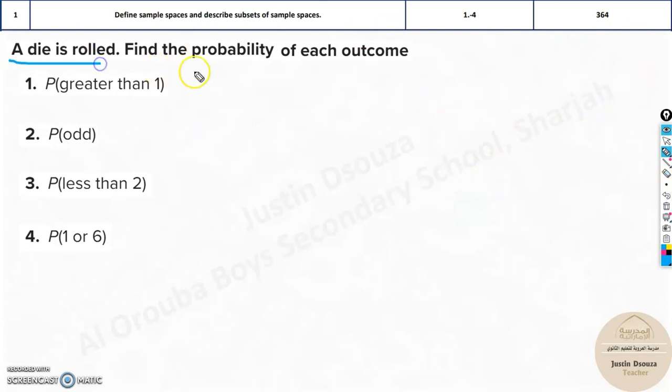Now over here we have a die is rolled. Find the probability of each outcome. So what is a die? A die is like a cube, it'll have 1, 2, 3, all that, numbers on each side of it. There are 6 faces of a die, 6 faces. It's from 1 to 6.